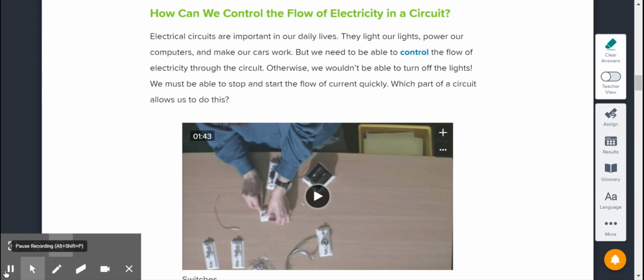How can we control the flow of electricity in a circuit? Electrical circuits are important in our daily lives. They light our lights, power our computers, and make our cars work. But we need to be able to control the flow of electricity through the circuit. Otherwise, we wouldn't be able to turn off the lights. We must be able to stop and start the flow of a current quickly. Which part of a circuit allows us to do that?